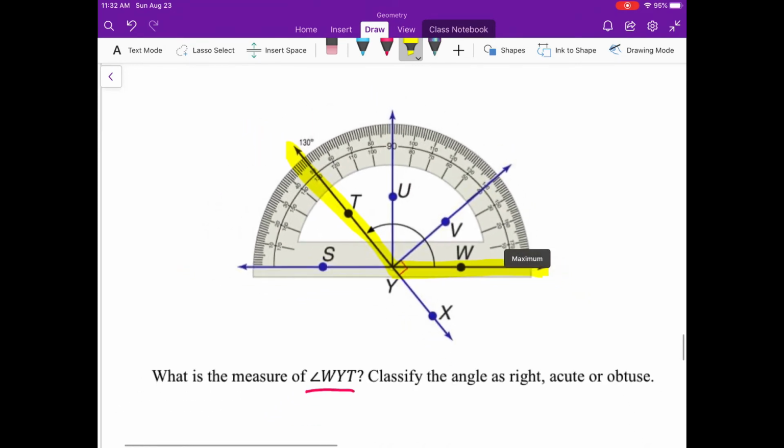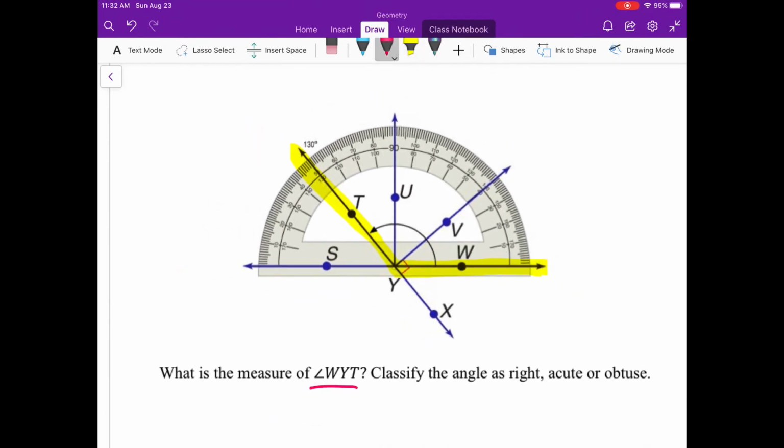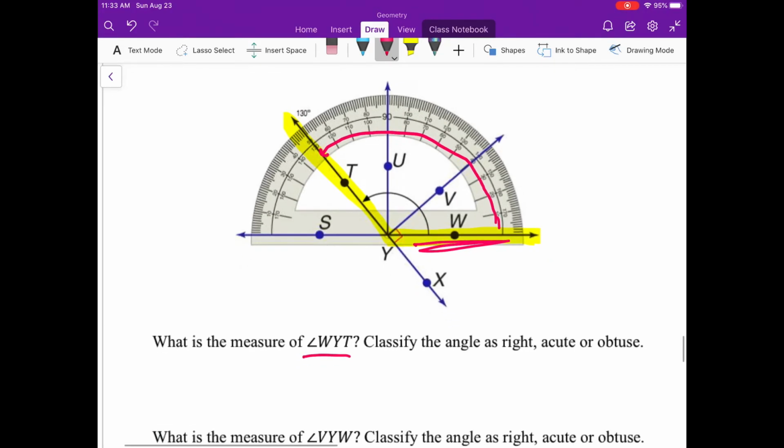When you have a protractor, you have two sets of numbers. And it really depends on where your angle is laying. So since this is my flat end of my angle, 0 is the inside numbers. So I'm going to follow the inside numbers all the way until I hit my other ray. And it stops at 120 degrees. So I'm going to write the measurement of angle WYT equals 120 degrees.